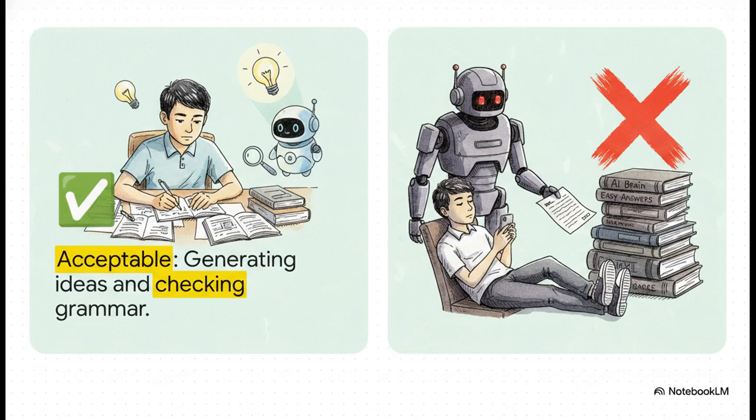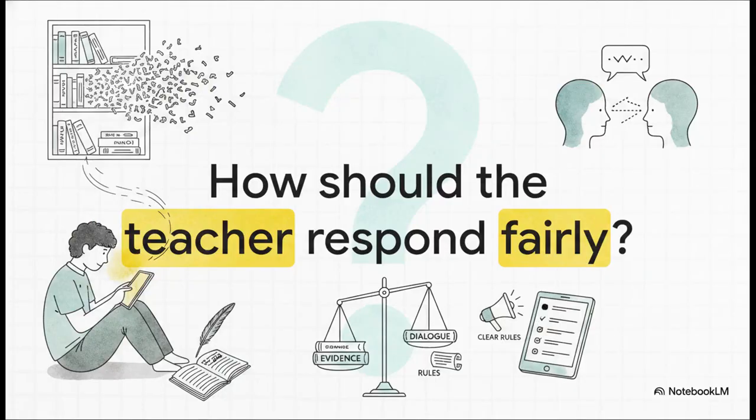Submitting AI work as personal work, hiding that you used it, or using it to invent fake sources, those are major ethical breaches. This right here is a classic modern dilemma. Imagine a student hands in a highly polished essay with completely non-existent sources, but they look at you and claim, "Hey, I only used AI to help me." Take a second and ask yourself, what clear rules or dialogues need to be established in your classroom to deal with this fairly? Because true fairness requires evidence, open dialogue, and preemptively clear rules.